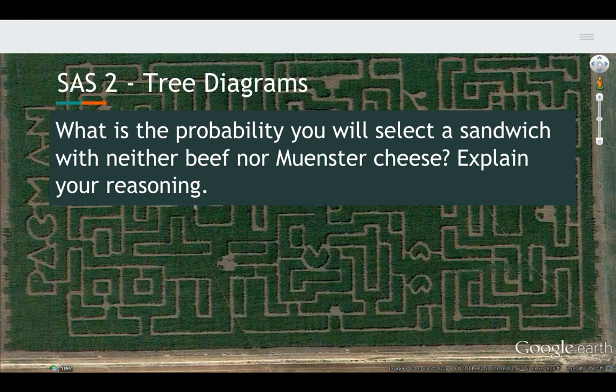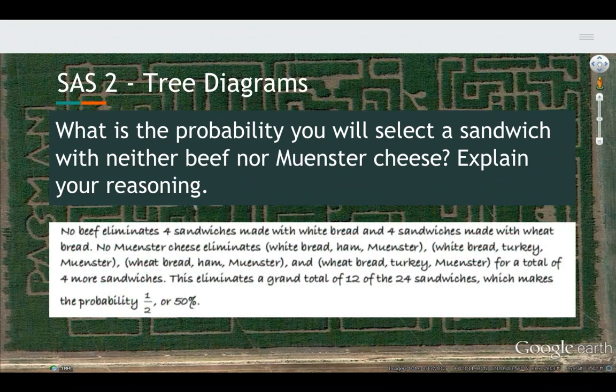I don't know where that came from, but okay. So what is the probability to select a sandwich with neither beef nor Munster cheese? We already got through that. Neither beef: 2 out of 2 for bread, 2 out of 3 for meat, and 1 out of 4 for cheese. So 2 times 2 is 4 times 1 is 4. 4 out of 24. And there you go. No beef eliminates 4 sandwiches made with white bread.